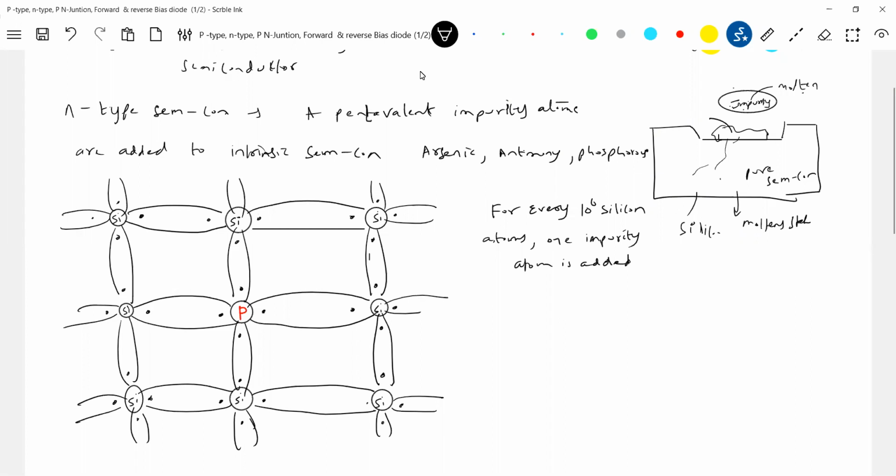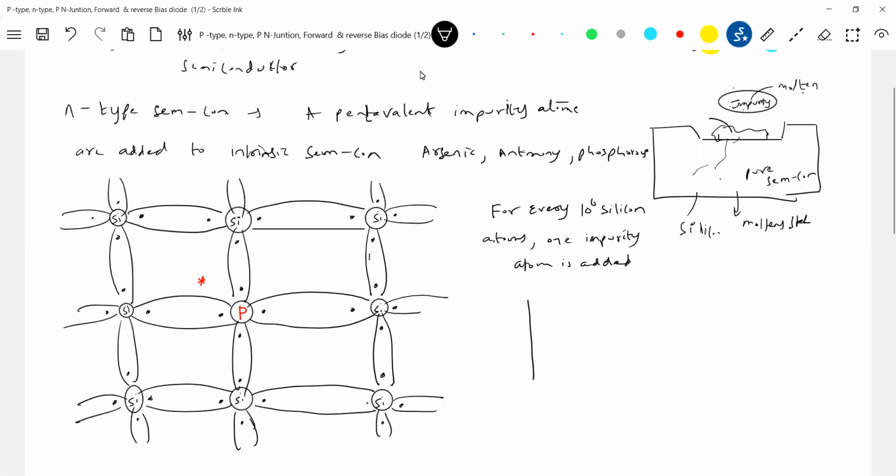So phosphorus is a pentavalent impurity, so one electron will now be loosely bound. It will be like this. You can show it in red color. It is very loosely bound. So what is the energy with which it will be bound? 0.045 electron volt. So what will be the band structure? How will the relative band structure be?